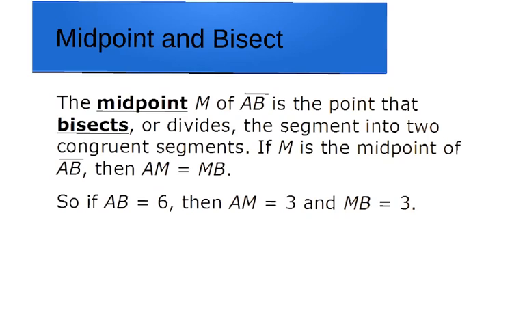All right, next we have the definition of midpoint and bisect. And they kind of go along with each other. So the midpoint M of AB is the point that bisects or divides the segment into two congruent segments. So, for example, if M is the midpoint of AB, then AM equals MB. And here's a little example here. I'm going to draw it out for us.